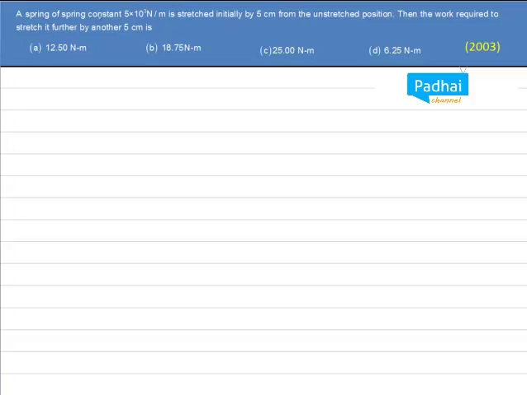A spring of spring constant 5 into 10 raised to 3 Newton per meter is stretched initially by 5 centimeter from the unstretched position, right? That means K is equal to 5 into 10 raised to power of 3 Newton per meter, and initially delta X, or the extension, was 5 centimeter, which I can write as 5 into 10 raised to power minus 2 meter, right? Now the work required to stretch it further by 5 centimeter is.